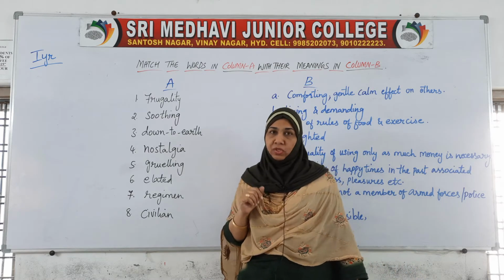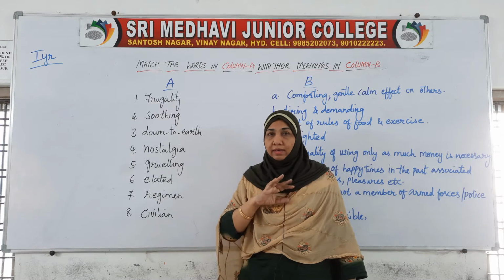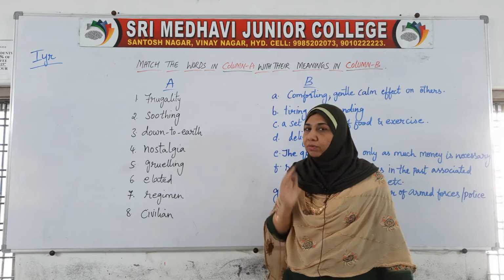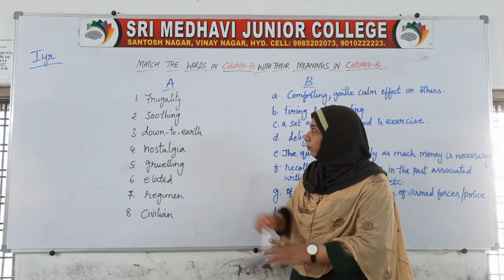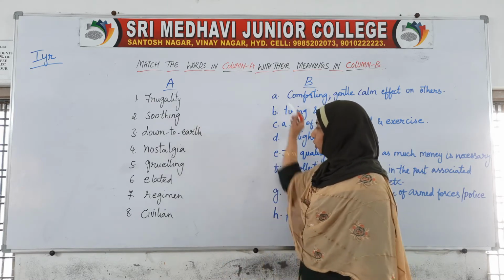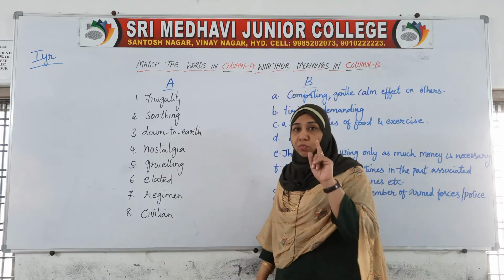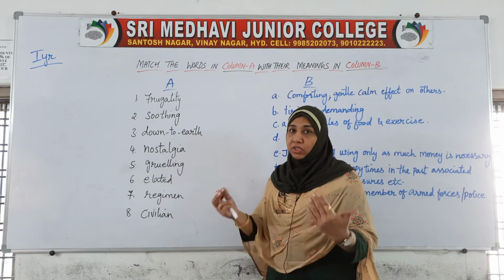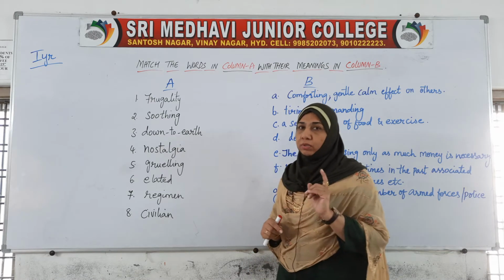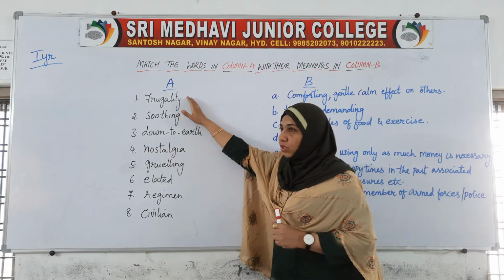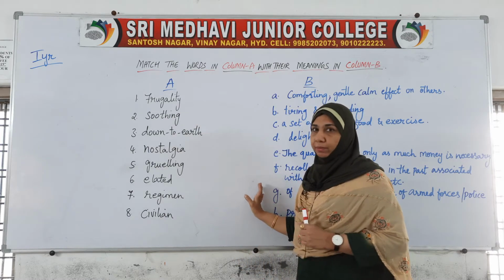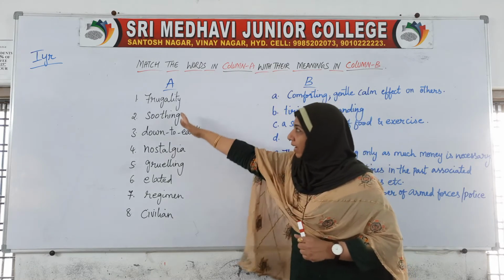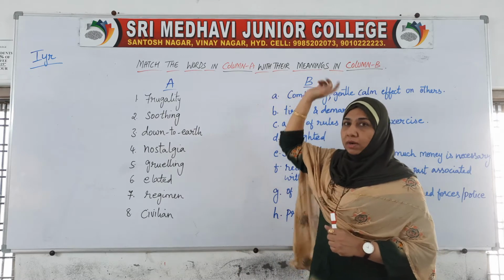But I have seen, it's a long history, how many times I have seen many of the students who simply put lines like this, joining lines. This is one of the worst ways of matching the words and the meanings. Never do this one. When you see the word, try to find out where the meaning is, because what is written is: match the words in column A with their meanings in column B.